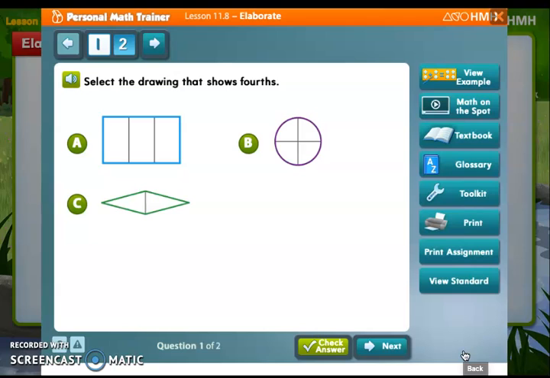So remember, fourths are where the object is cut up into 4 equal pieces. So I see equal pieces here, but I only see 1, 2, 3. So that one must be in thirds. This one down here is in 2 equal parts, 1, 2. So those are halves. And this one here, I see 1, 2, 3, 4 equal parts. So that one would be showing fourths. So the answer would be B.